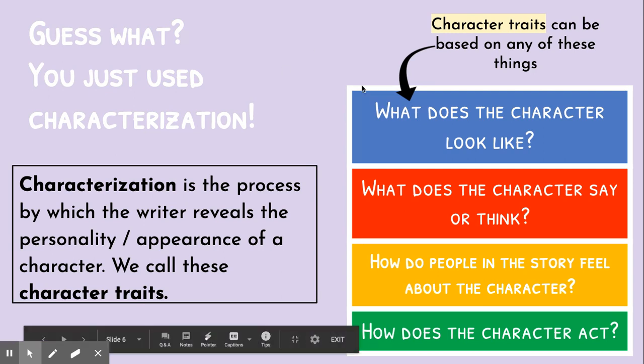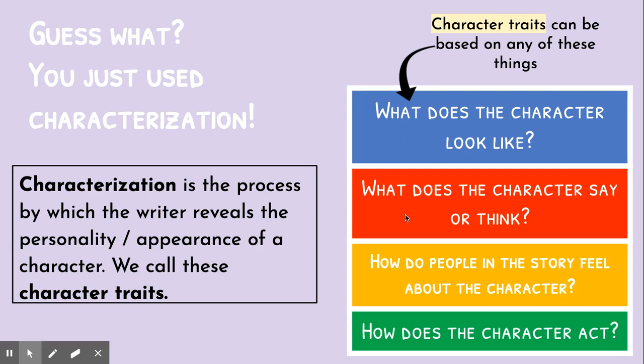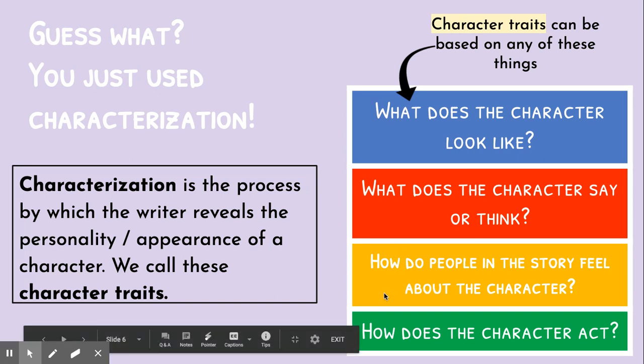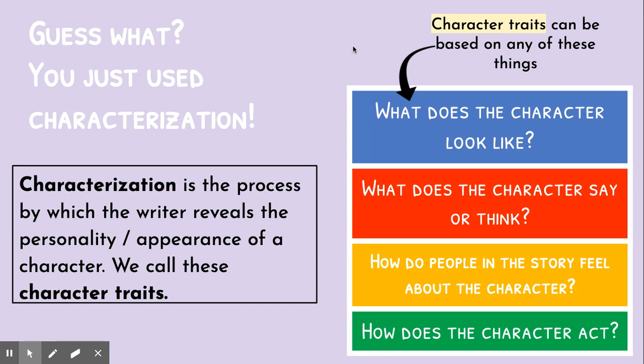So character traits can be what the character looks like, what the character says or thinks, how people feel about the character, how the character acts. Are they brave? Are they beautiful? Are they cowardly? Are they mean? Are they vindictive? These are all character traits that we use to describe what the character is like.